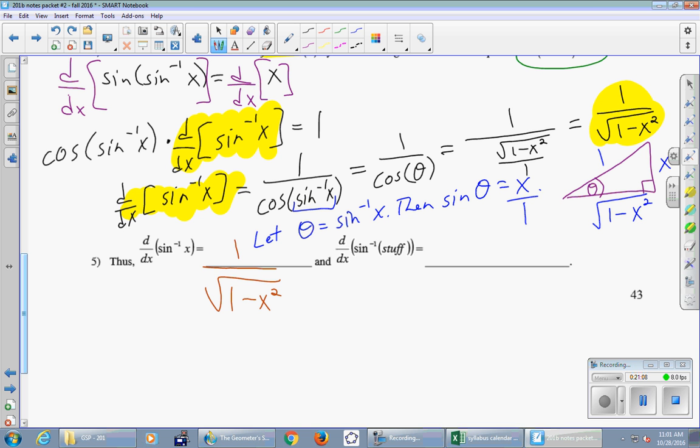Okay, again, every new derivative rule gives us an opportunity to do a chain rule on it. So let's fill in. Okay, used to be 1 over root 1 minus x squared. When it's a stuff in here, what do we put? Copy down, so 1 over square root 1 minus stuff squared. I'm going to put that in parentheses, just think it's good form. You're always going to square the entire thing, so you might need parentheses. Might as well just put it every time. And then times derivative of stuff.